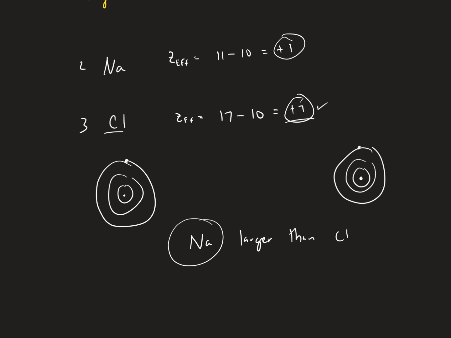Yeah, Olivia. Even in the previous example, they both were +6, but because the shell number is higher for sulfur, that's why it's larger. That's right. So you've got to check the number of shells first, or the n, the shell number. Has a larger shell number, more energy levels, it's going to be larger, hands down. Because this difference in size for sodium and chlorine is not a huge difference. Not a huge difference. But it is a difference.